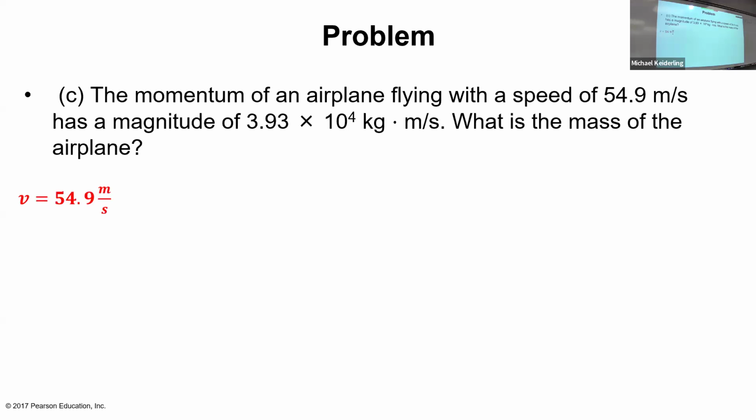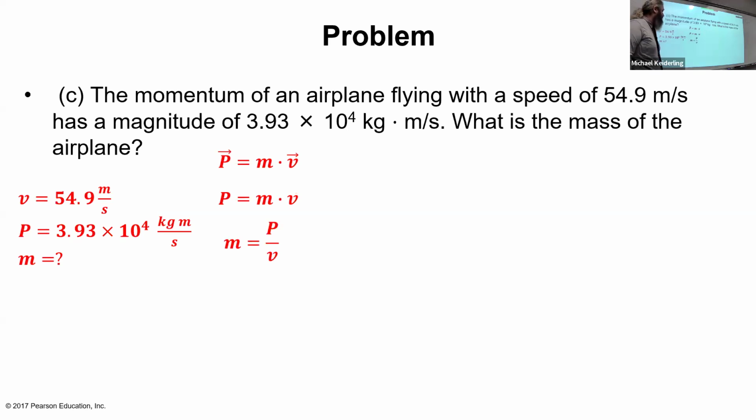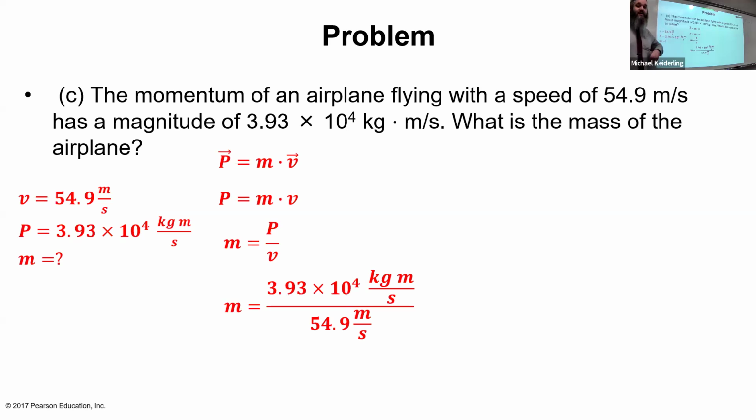So our velocity is 54.9 meters per second. Our momentum is 3.93 times 10 to the 4 kilogram meters per second. So we're looking for mass. Momentum is mass times velocity. So the magnitude of momentum is mass times the magnitude of velocity. So mass is going to be momentum over velocity. So 3.93 times 10 to the 4 kilogram meters per second over 54.9 meters per second gives us a mass of 716 kilograms.